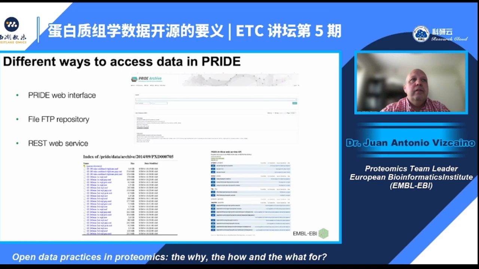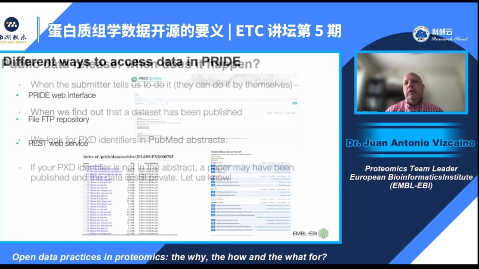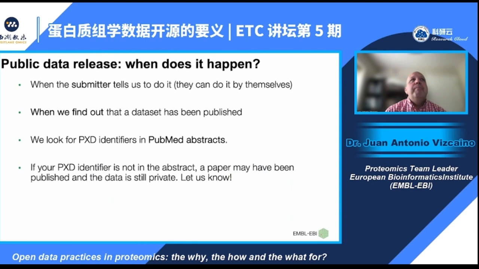Here is a slide that I wanted to include because we usually get asked about this a lot: when does the public data release happen? Usually when submitters submit their data to PRIDE, but also to any other ProteomeXchange resource, the data remains private. And it's always private by default. We provide a username and password, and that can be used within the manuscript review process. So that can be provided to reviewers, and to journal editors, and the data is always going to be private.